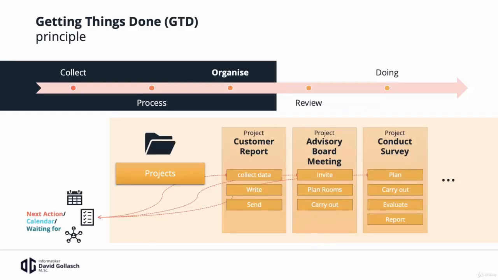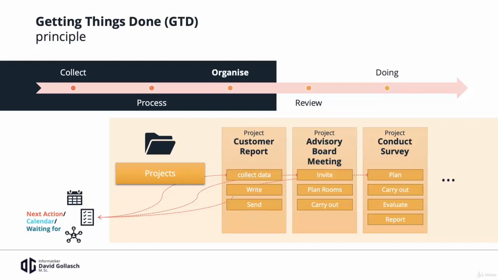Next is the projects list. This projects list comprises multiple different projects, and each of those projects, in this case the project customer report or the advisory board meeting, these all could be projects because they comprise multiple tasks, multiple actions that are necessary to take, and tasks that are necessary to fulfill to complete those projects for you. And there it's necessary to have exactly one next action to take for each of these projects.